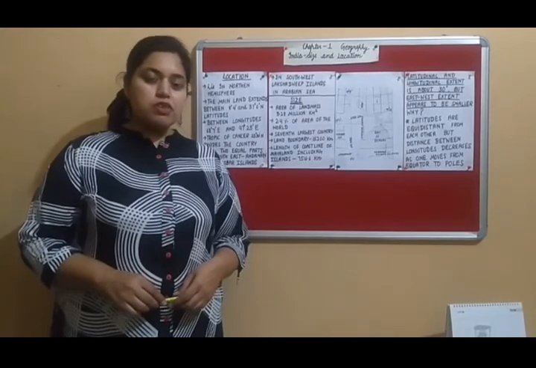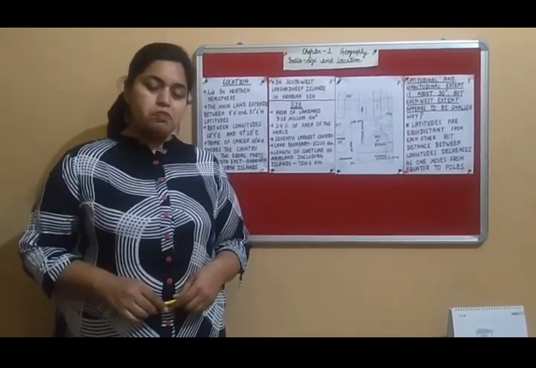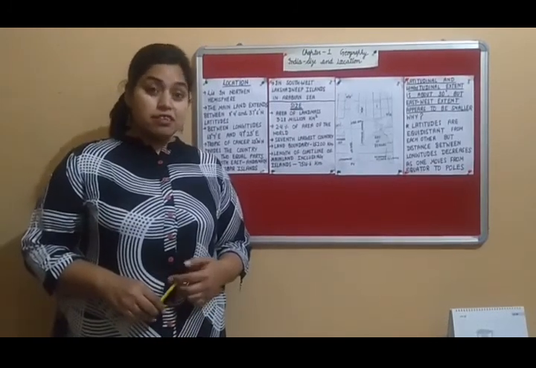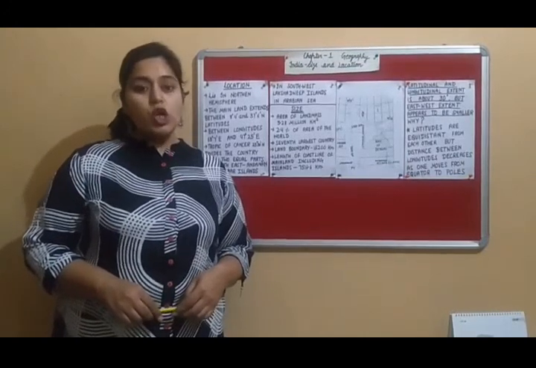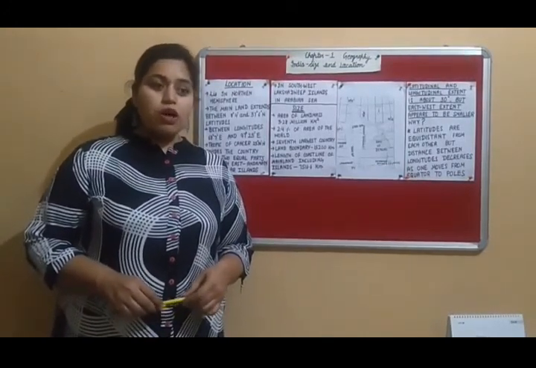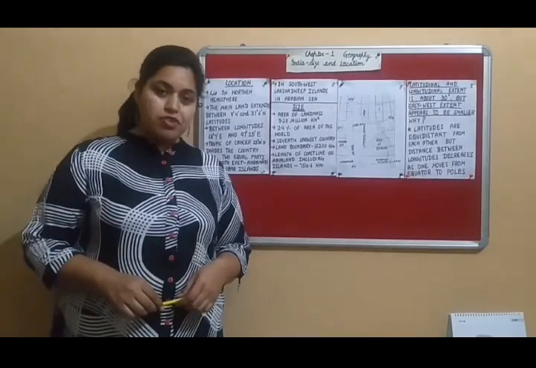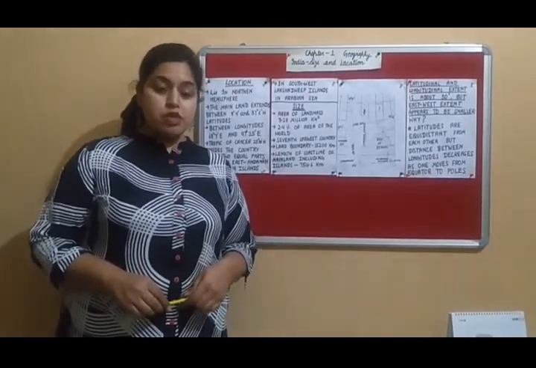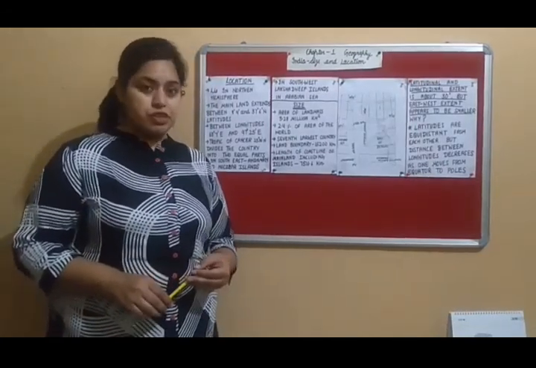Today we will start with the second book of social science. The name of the book is Contemporary India Part 1, and the name of the first chapter is India, Size and its Location. By this topic we will come to know about the geography of our country. This topic is very interesting. So the first topic is location.